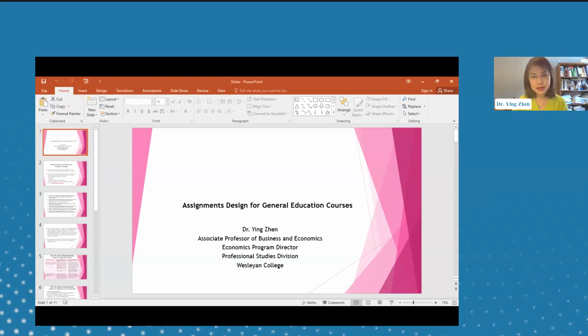First of all, let's take a look at the general education program setup at Wesleyan College. General education is very important for students in college, especially in their first 2 years, because it allows students to explore where their interests are before declaring their major. It's also an essential part of any liberal arts institution, and Wesleyan College is also a liberal arts college.